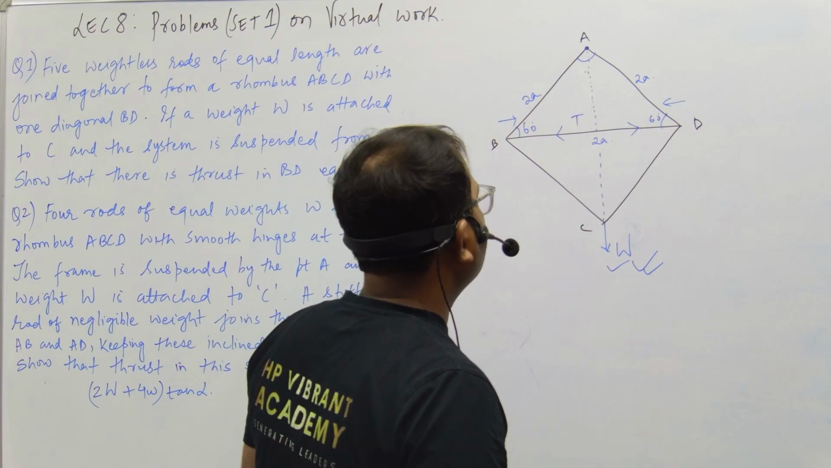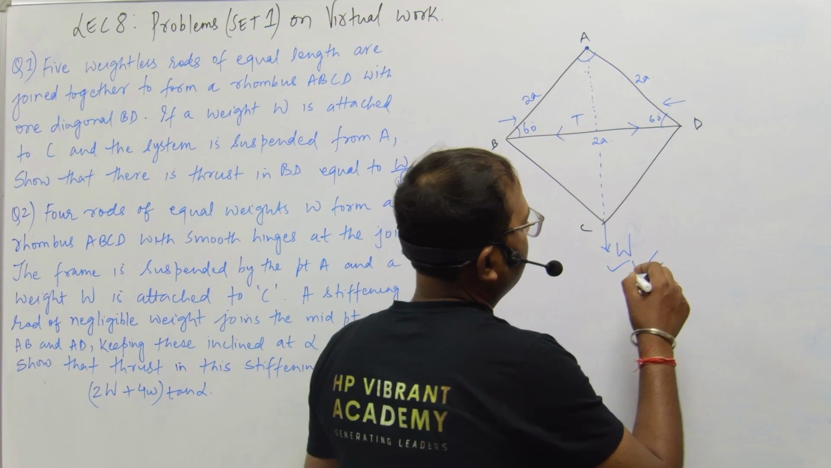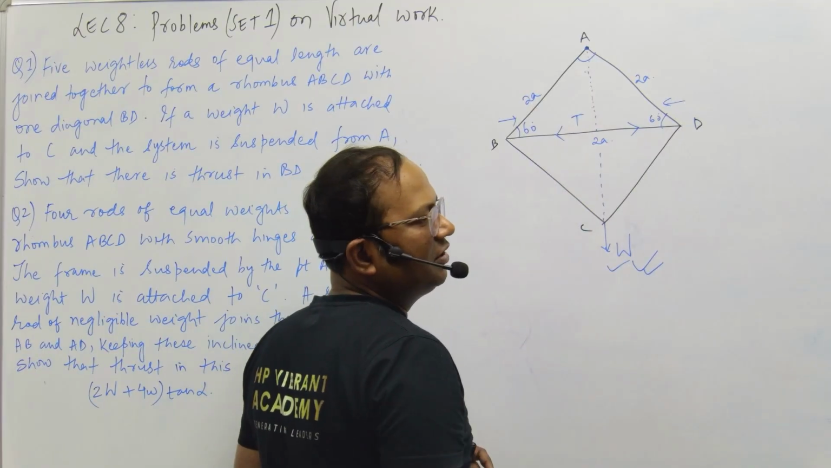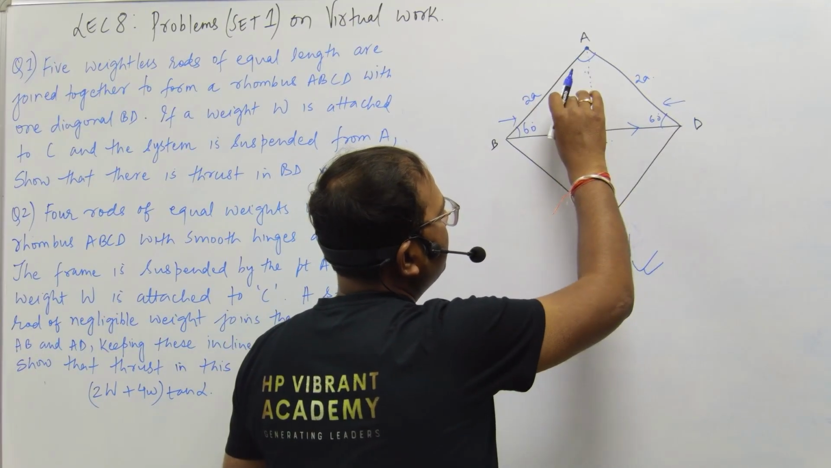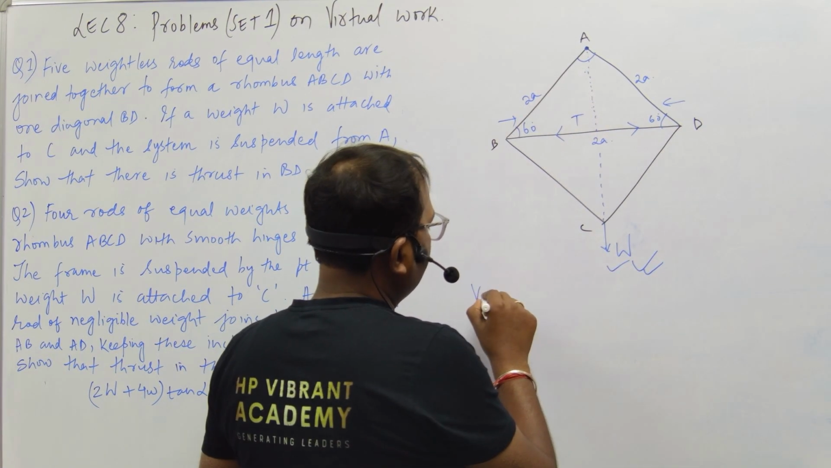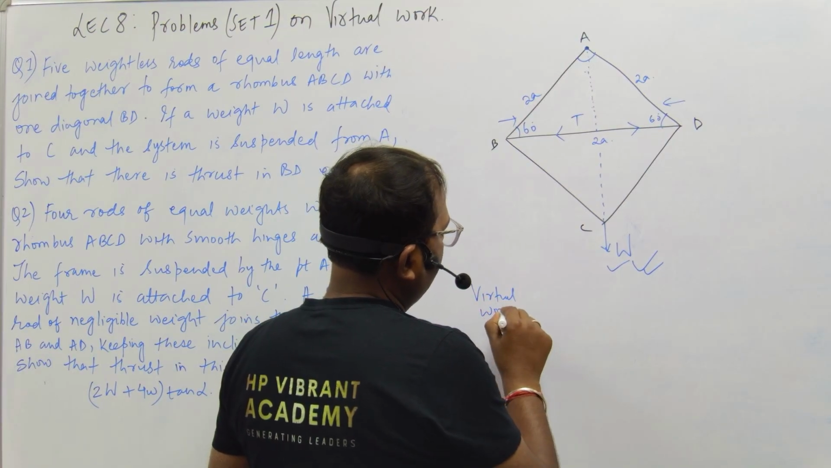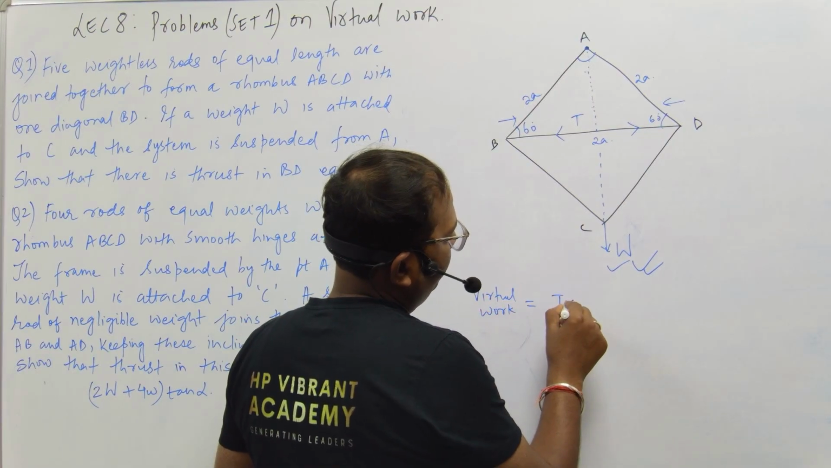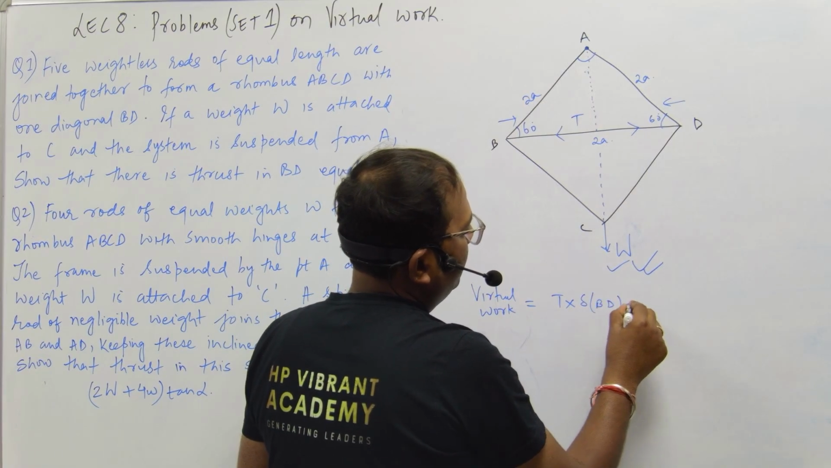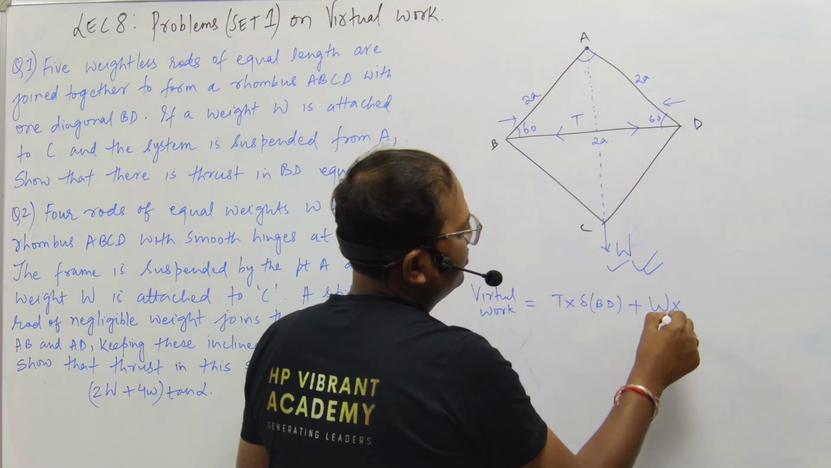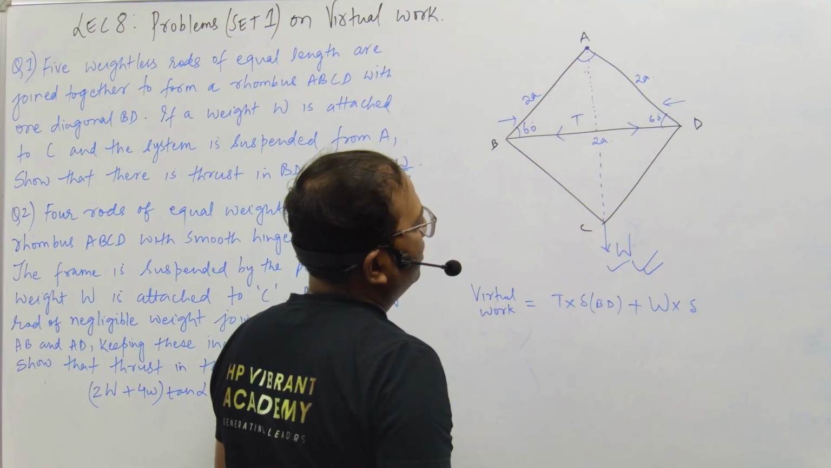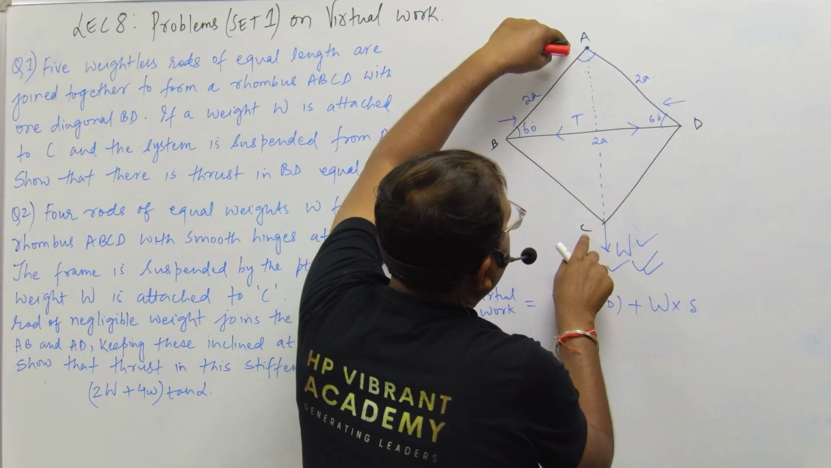Now let us write down the virtual work. The virtual work will be done first due to the tension and second due to the weight W. So the virtual work is equal to tension times change in BD, plus weight capital W times change in this distance AC, where this is point A and this is point C.